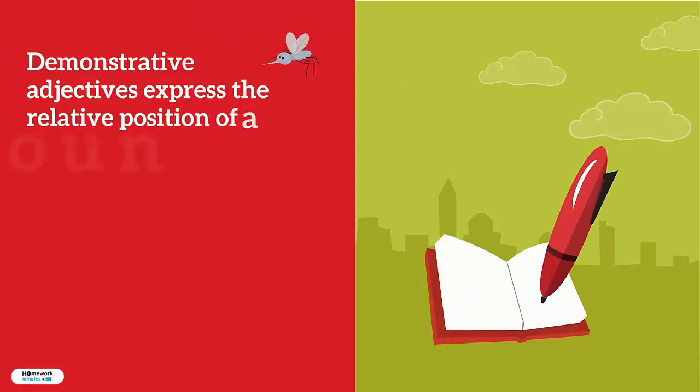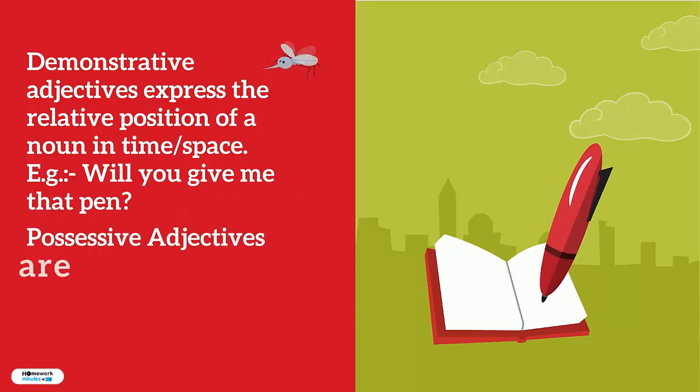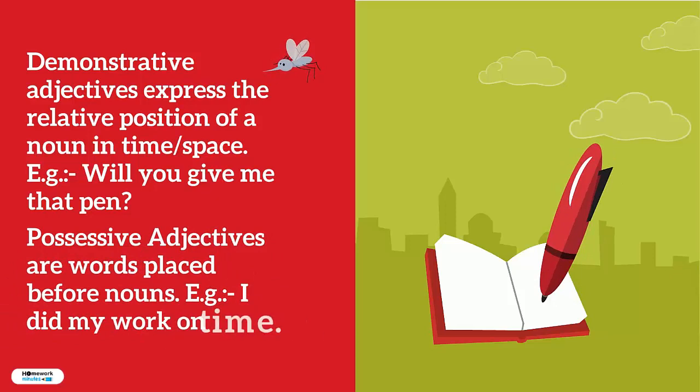Demonstrative adjectives express the relative position of a noun in time-space. E.g., will you give me that pen? Possessive adjectives are words placed before nouns. E.g., I did my work on time.